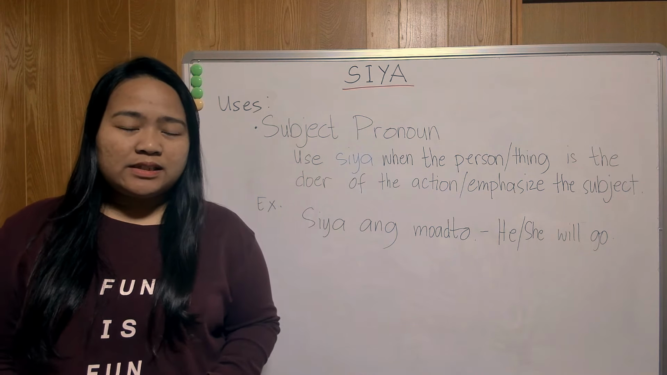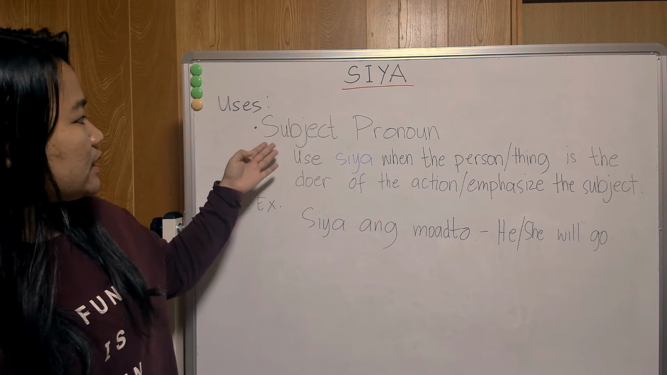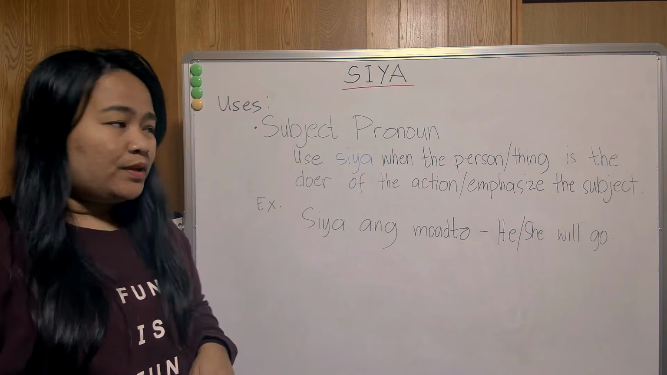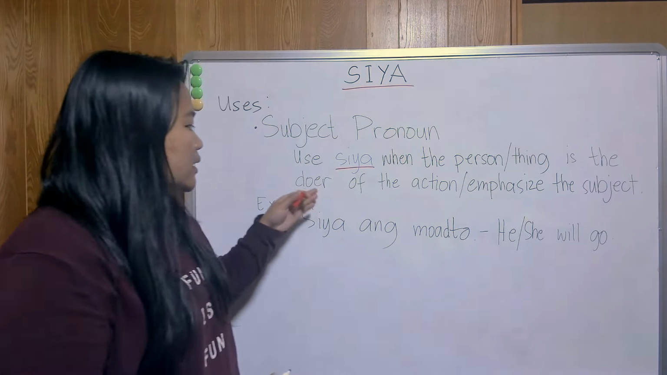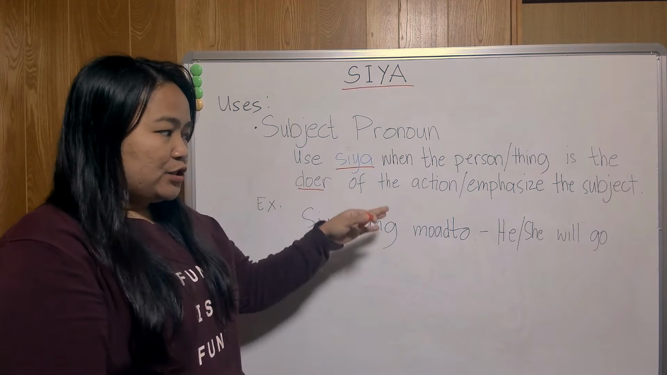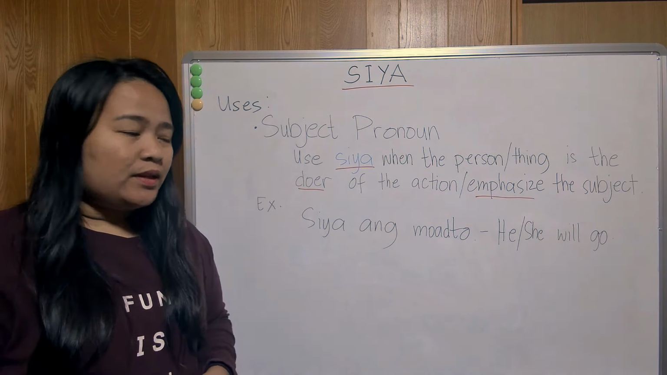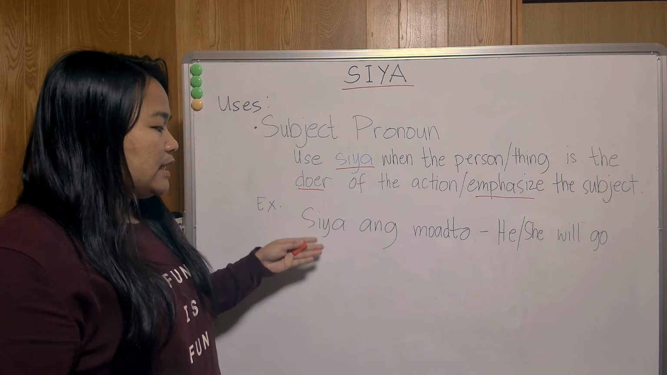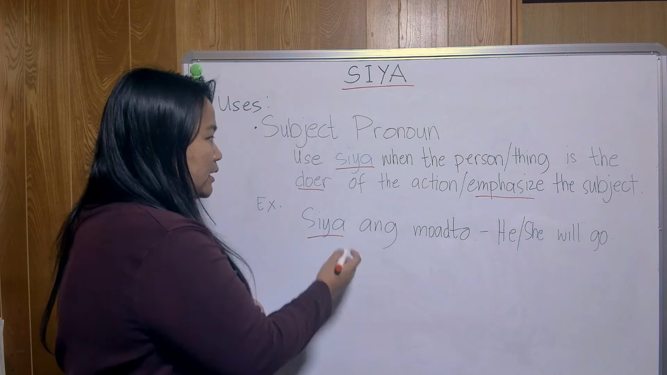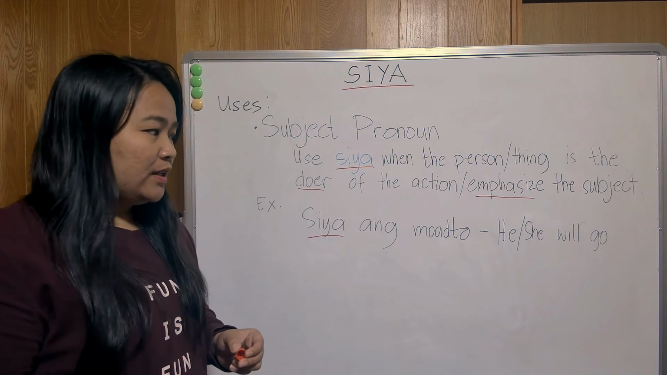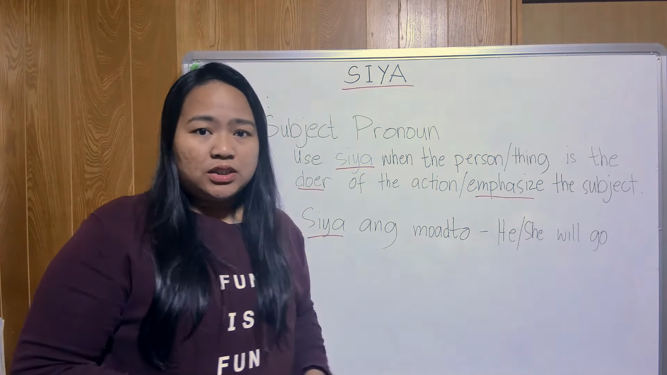Now let's have the uses of siya. So, use siya as a subject pronoun. Use siya when the person or thing is the doer of the action or to emphasize the subject. So for example, siya ang moadto. So siya is the subject. Siya ang moadto means he or she will go.